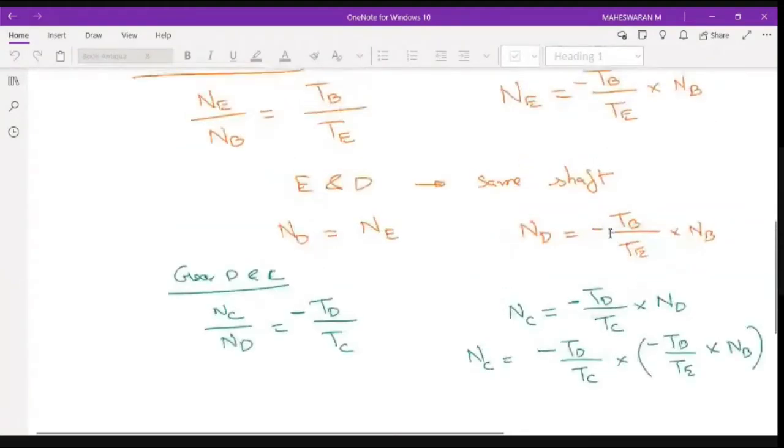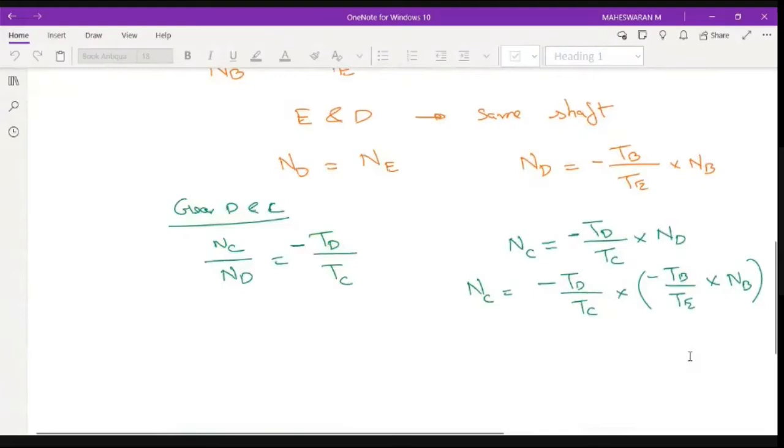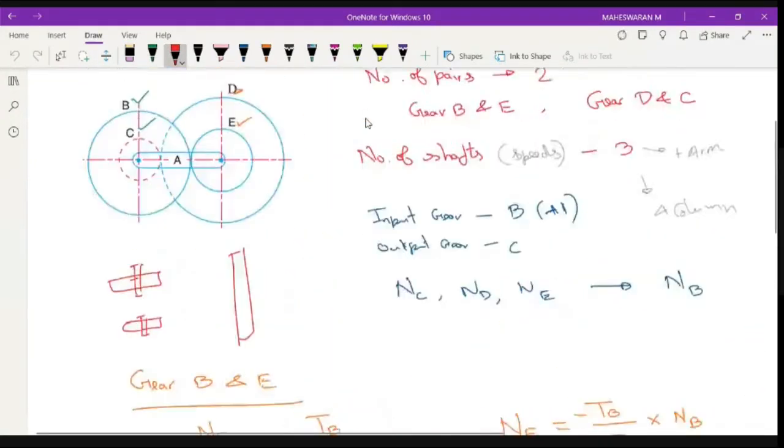So what are the equations we got? We got NE equal to minus TB by TE into NB. Similarly, ND equal to minus TB by TE into NB, and NC is equal to minus TD by TC into minus TB by TE into NB. So these are the equations we got. We will simplify based on the terms we have. So let us proceed.